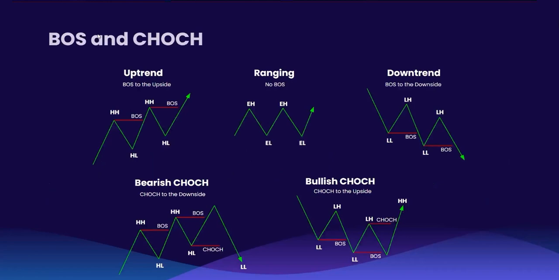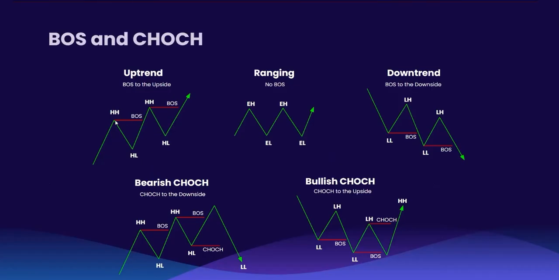Let's move on to break of structure. BOS means break of structure and CHOCH means change of character. This is also very useful to read the market structure to identify the trends. So, for example, when price is on an uptrend, as we said, price is creating higher highs and higher lows. Higher high, higher low, higher high, higher low.